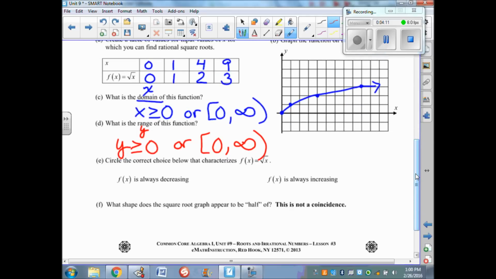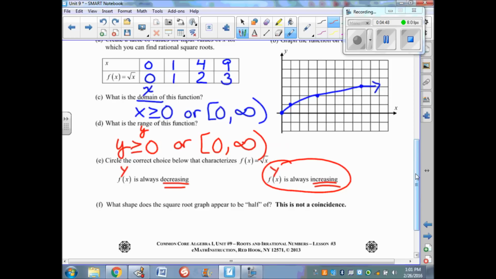Okay. So part E says, circle the correct choice below that characterizes f of x, that characterizes our parent function. So is f of x always decreasing, or is f of x always increasing? Remember what f of x means. f of x is our y. So in other words, is our y always decreasing, or, it's a tongue twister for me today, is y always increasing? And you can see that because it goes to positive infinity, our range, our y's are always increasing.